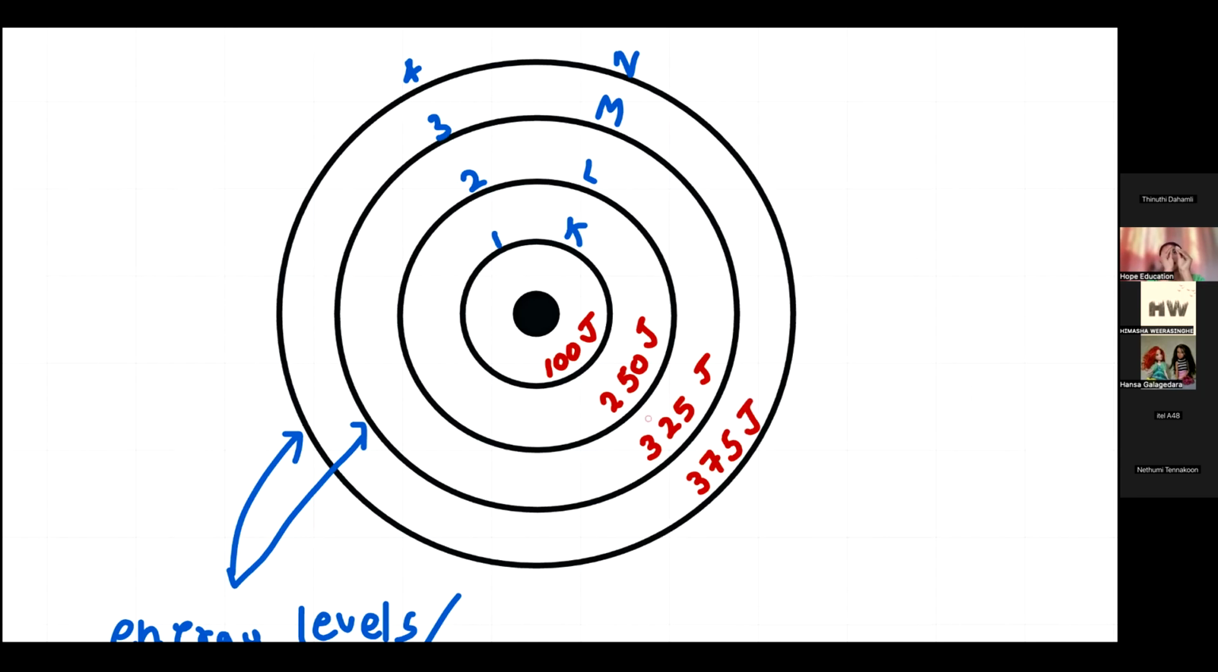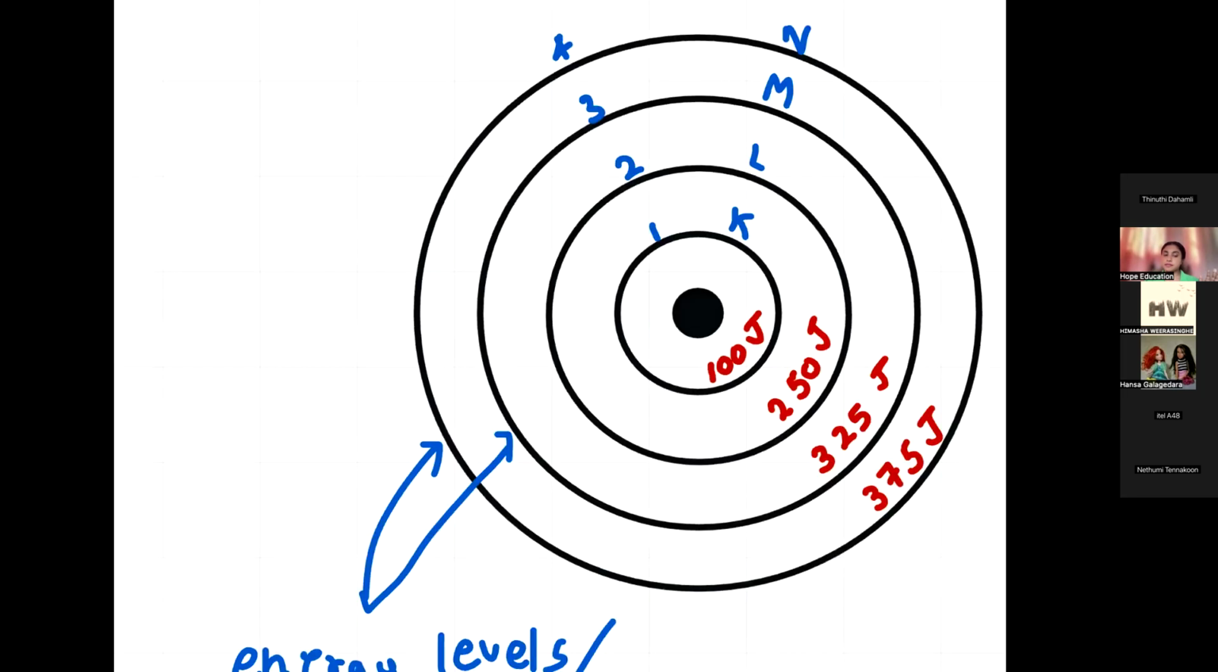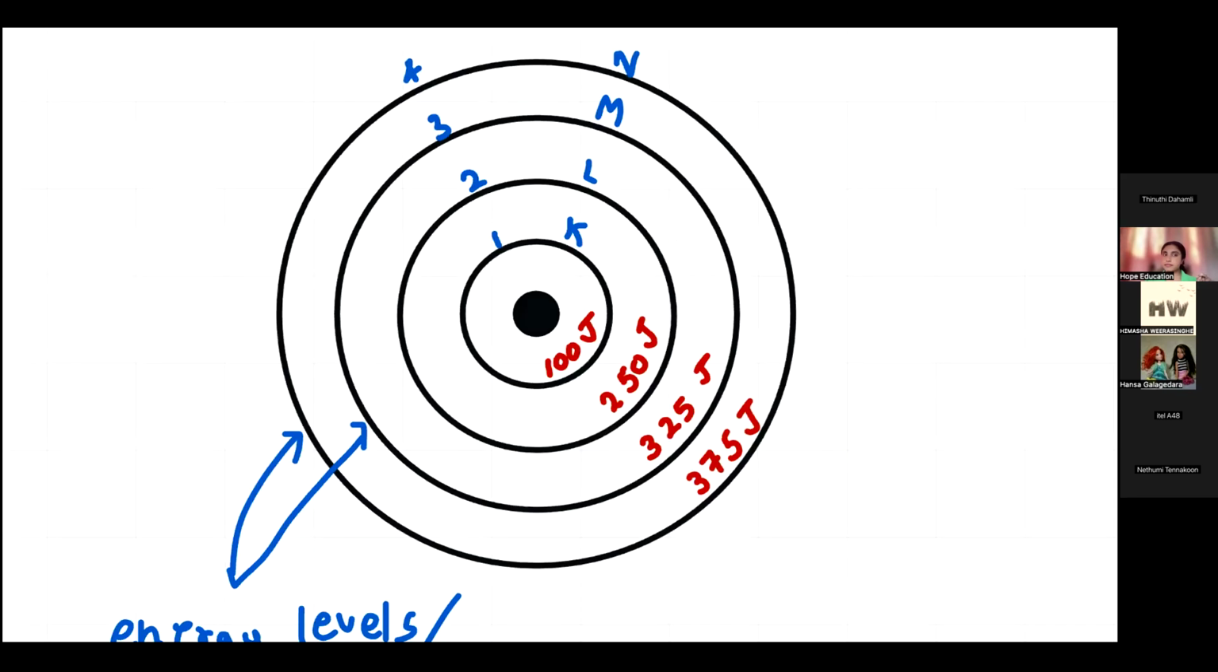Can you see that moving away from the nucleus, the energy of the energy level increases, right? Here it's 100 only, but here it's 250. It has increased. Here it's 325. It has increased even more. Then it's 375. It has increased even more. So energy of the energy level increases when moving away from the nucleus. Is that part clear to all of you? Give me a thumbs up. Everybody? Others? Okay, good.